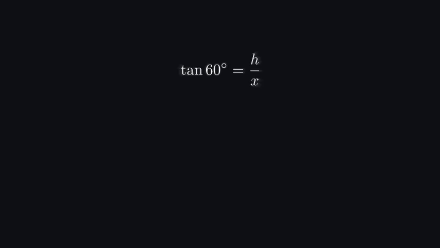Tan of 60 degrees equals h over x. The square root of 3 equals h over x. x times the square root of 3 equals h. x equals h over the square root of 3.